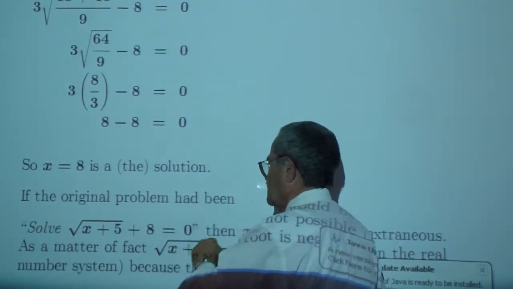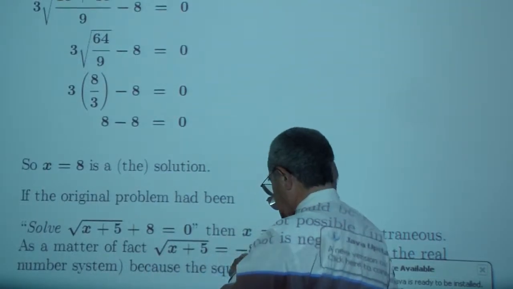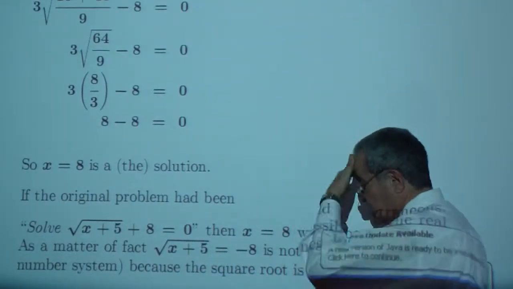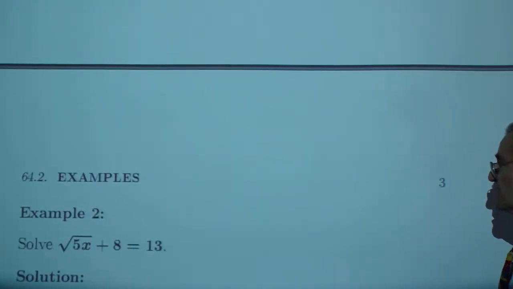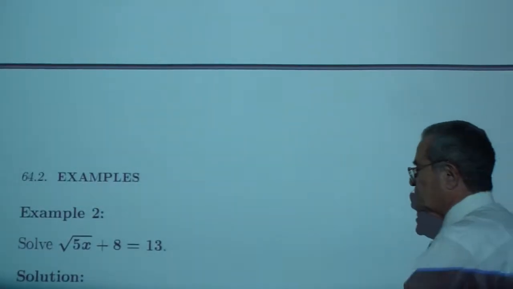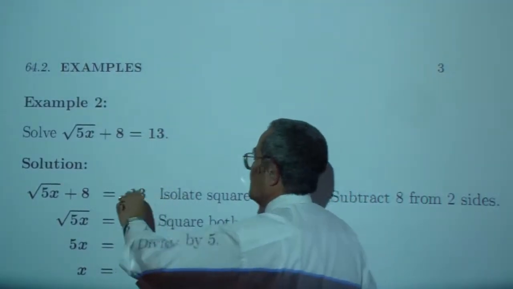If the original problem had been given as 3 times square root of x plus 5 plus 8, you subtract 8 from both sides, you're done. The square root cannot be a negative number. Okay, we are going to solve this anyway. Oh, this is a different problem.